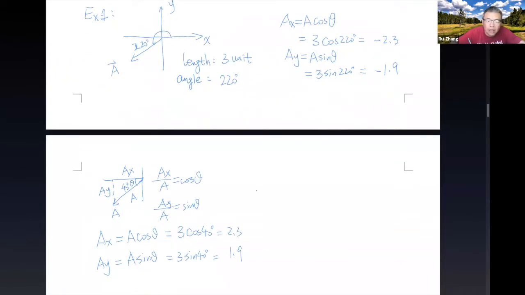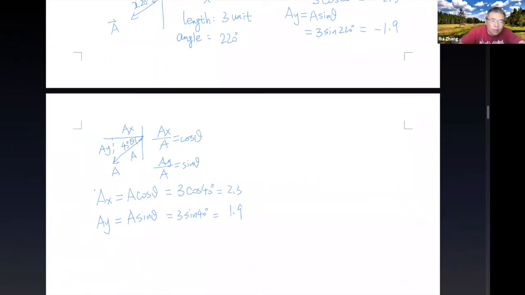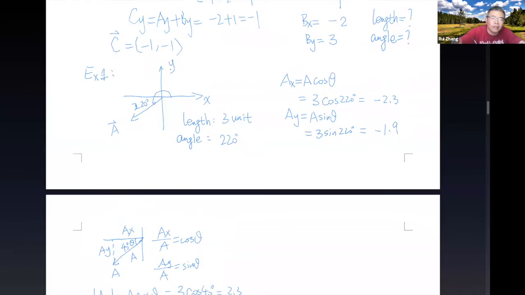In the last step, you should notice this vector is in the third quadrant. AX is certainly going in the negative direction, and AY is going in the negative direction as well. What you're calculating here is the absolute value. So AX actually equals negative 2.3 and AY equals negative 1.9. These two minus signs you see from the picture here, okay?